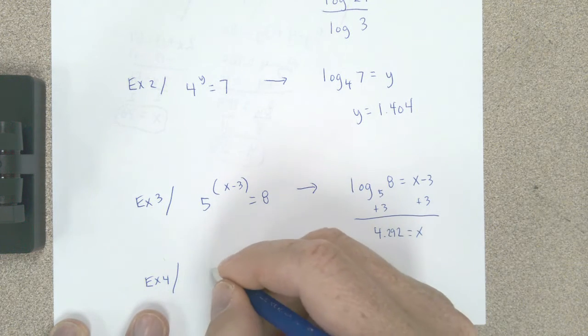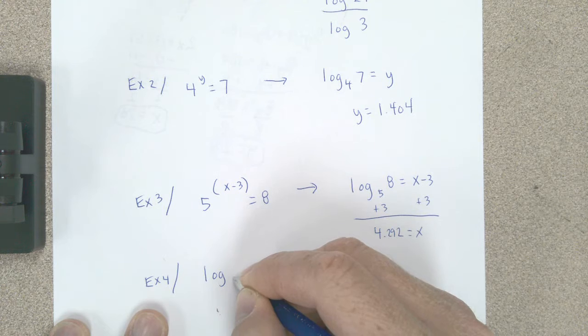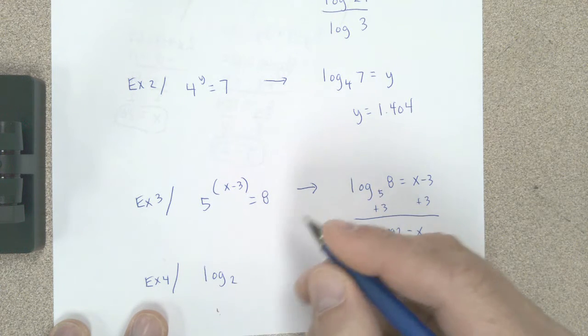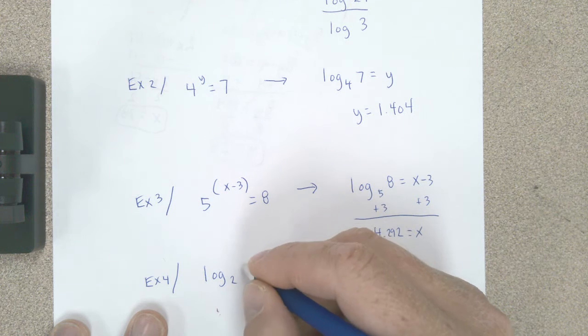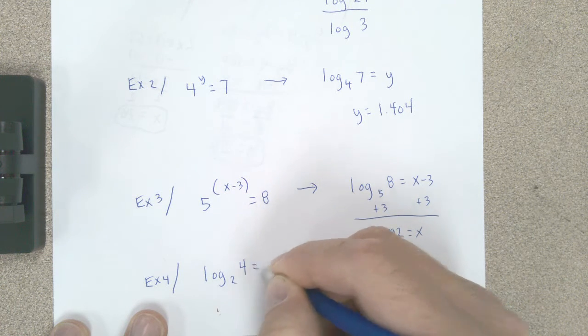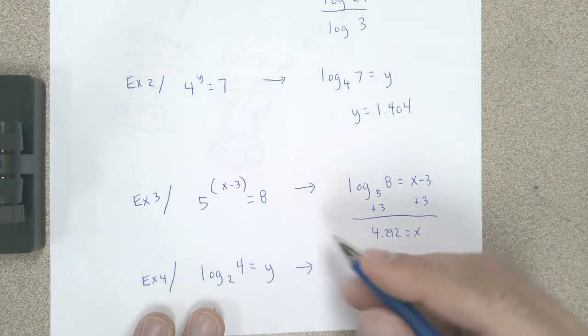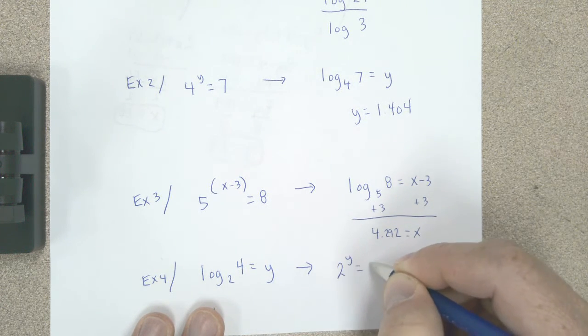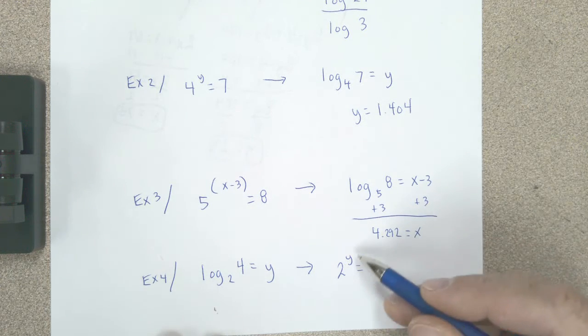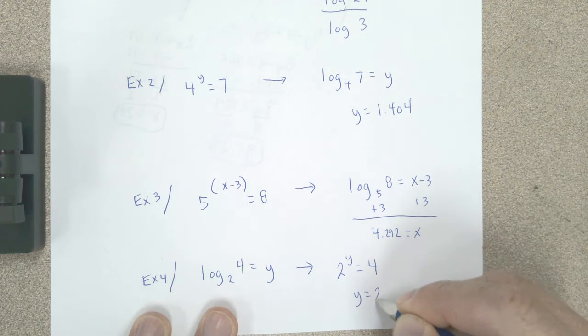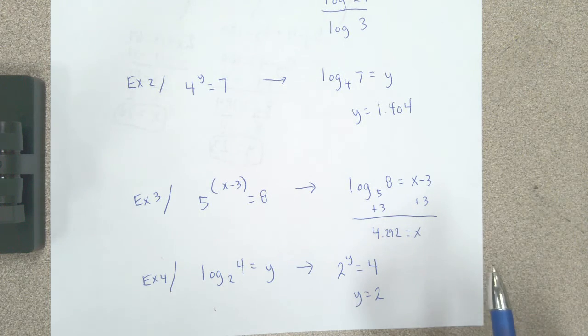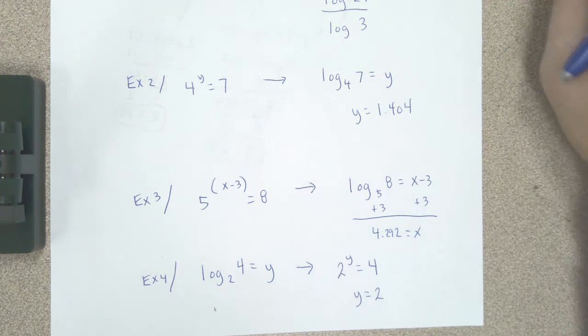So if I had, let's say, log base 2 of, let's say, 4 equals y, I would say this is 2 to the y power is equal to 4. And again, that would tell me that y in this case would be 2. So hopefully that makes sense to you in terms of transferring back and forth from exponential to log form and from log form to exponential form.